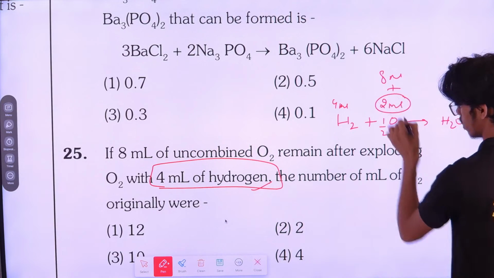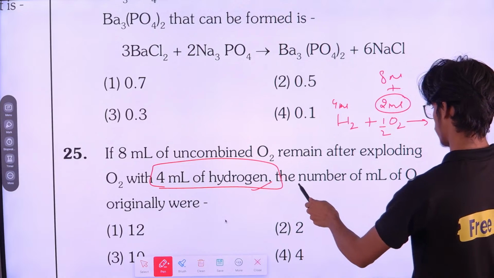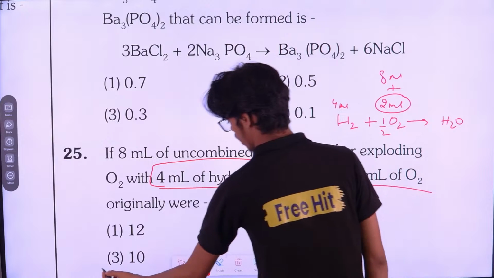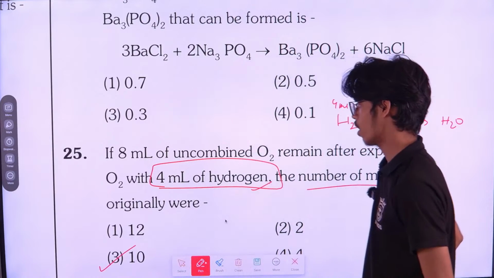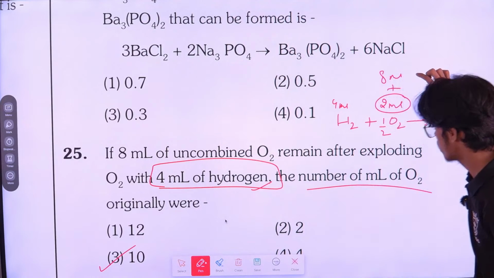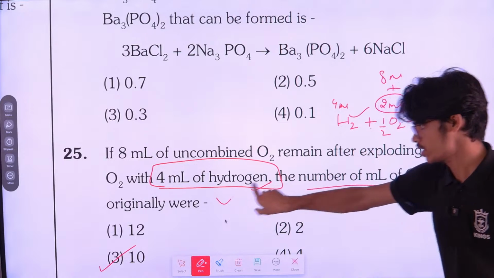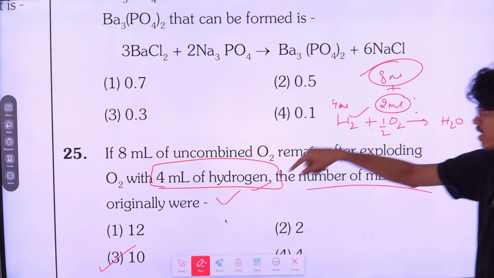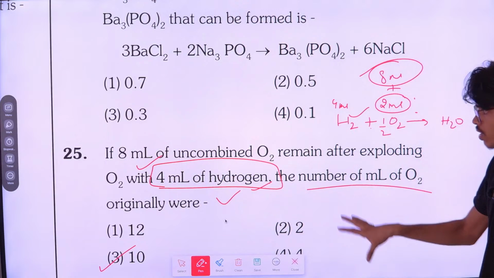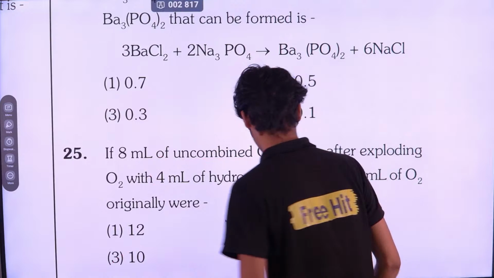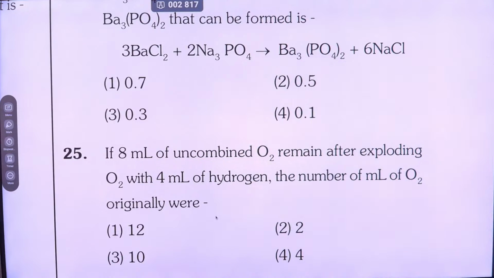Total amount of oxygen is 10 milliliter, okay. So the number of milliliter of oxygen originally was how much? Obviously it will be 10, right? Because if this is 10, then this 2 will react with 4 milliliter as given in the question, and the rest 8 will be left as given in the question. Got it? Hence total amount of oxygen is 10 milliliter. I hope you guys got this answer, right?